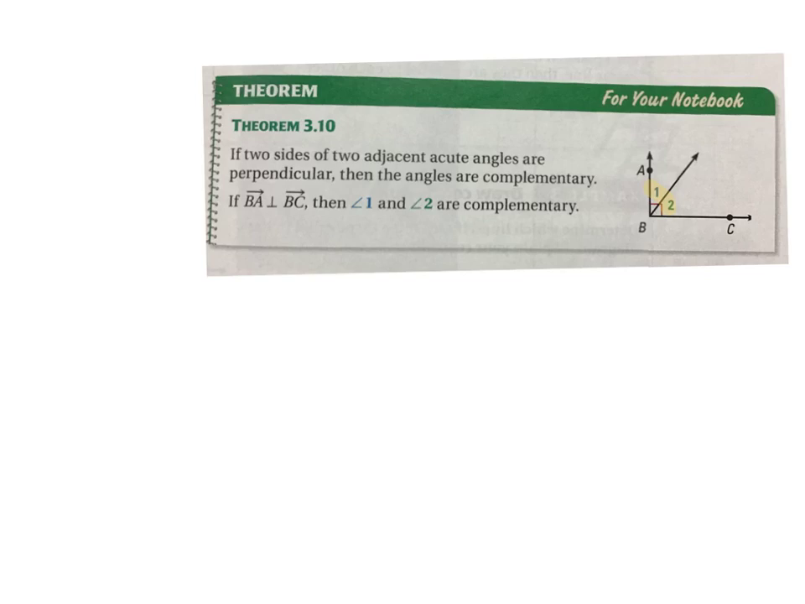So they're telling you if the two sides of two adjacent acute angles are perpendicular, translation, if this side is perpendicular to this side, then we know that the angles are complementary. If we know they're complementary, then we know they add up to what? 90. 90. Very good.